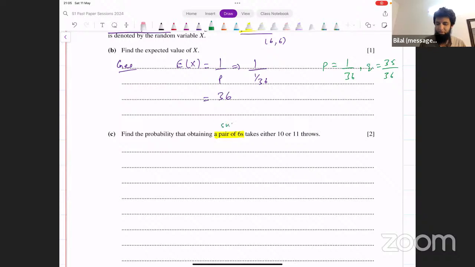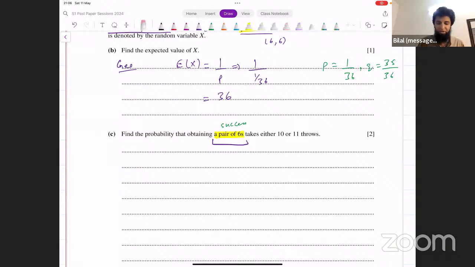This is what we're calling success. Getting a pair of 6s takes either 10 or 11. Now, it does not explicitly mention that here, but the question statement basically implies that they're talking about obtaining your first pair of 6s, right? It takes 10 throws to obtain a pair of 6s. That means the first 9 throws, they're all failures. You haven't gotten a pair of 6s in the first 9 throws.